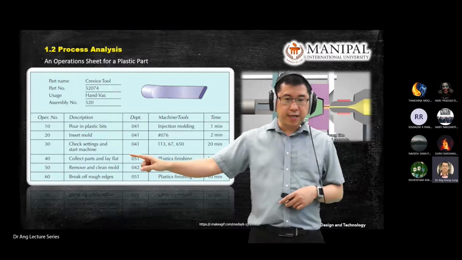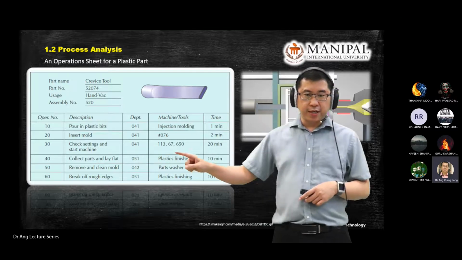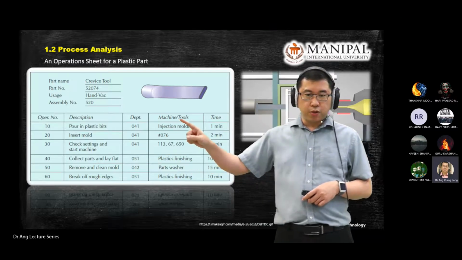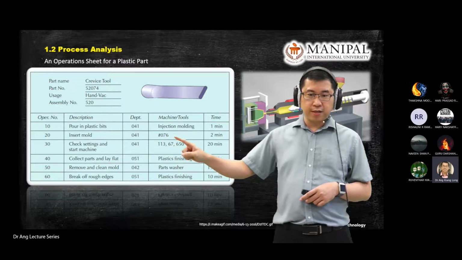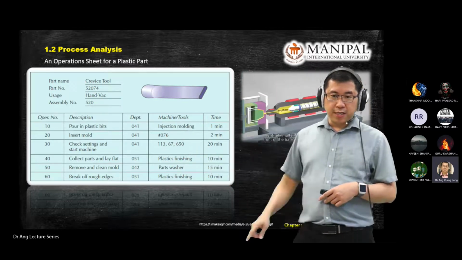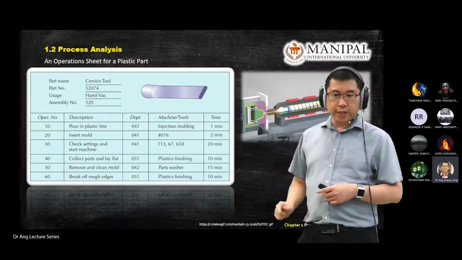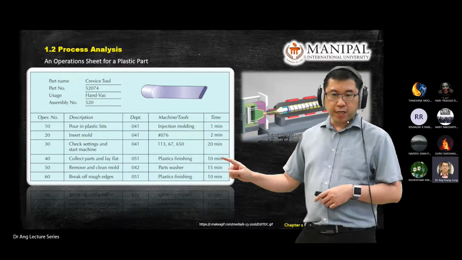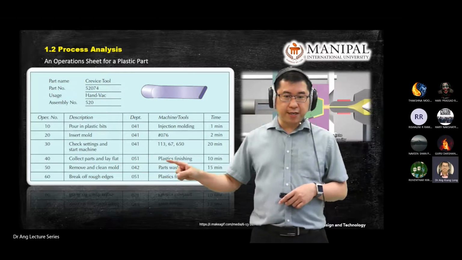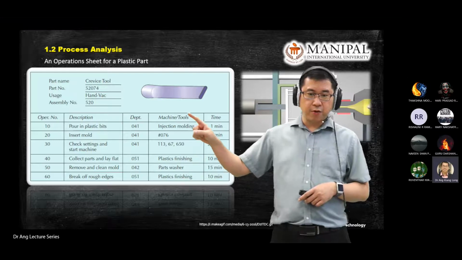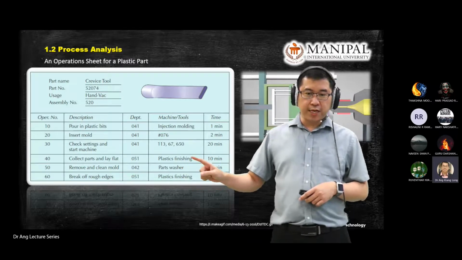After that, you check setting. You check setting of the machine. So there's a checklist on that station, and you're going to use machine number this. So there are 3 machines here. Specific machine that can run this operation for 20 minutes. After 20 minutes, you pass to the next station. You collect the part and lay flat. And this one is for finishing. Okay, for finishing, that process is going to take 10 minutes.